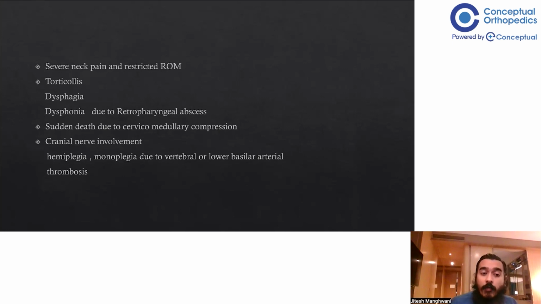In some case reports, it is also shown that sudden death happens due to cervicomedullary compression. So whenever pus would compress the cervicomedullary junction, the patients may also succumb suddenly. Whenever there is an associated cranial nerve involvement, the patients may develop hemiplegia, monoplegia. Why will it happen? Due to vertebral or lower basilar artery thrombosis. So whenever there is a cranial nerve involvement, the patients would also complain of associated hemiplegias and monoplegias, which are most commonly due to the thrombosis of the vertebral or the basilar arteries.